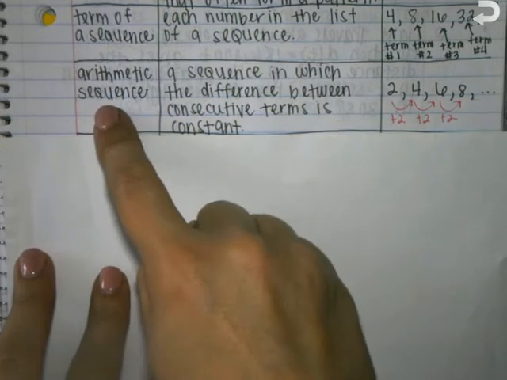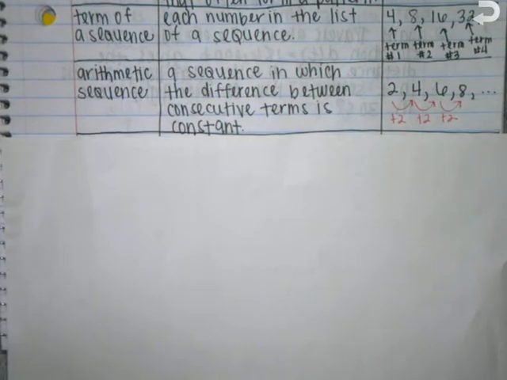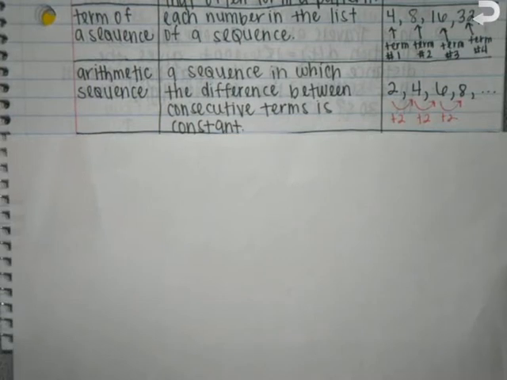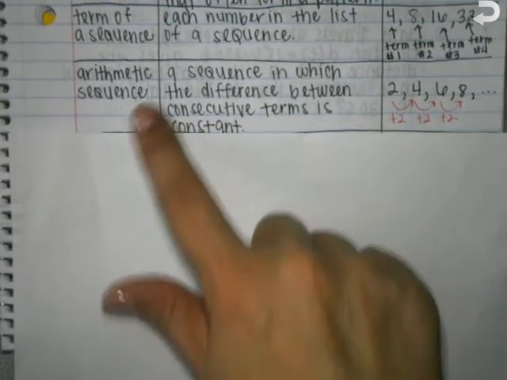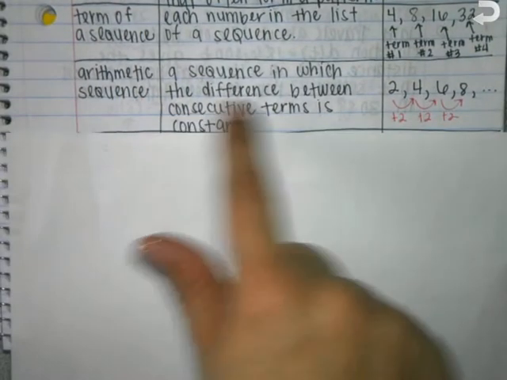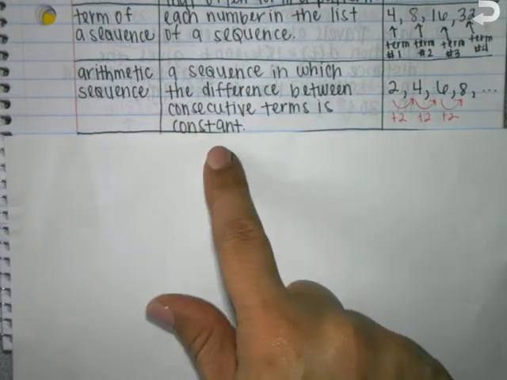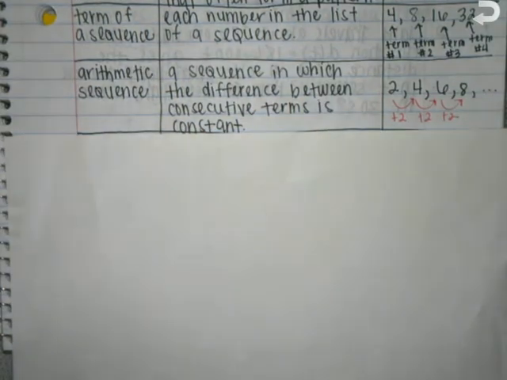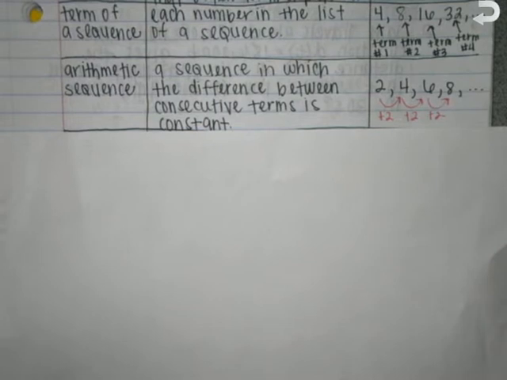That is called an arithmetic sequence. Arithmetic means adding and subtracting. Okay, so an arithmetic sequence is a sequence in which the difference between consecutive terms is constant, meaning I add or subtract the same number every single time. Okay, so in the sequence 2, 4, 6, 8, what is my pattern there? Plus 2 every time, so that's what makes it arithmetic.